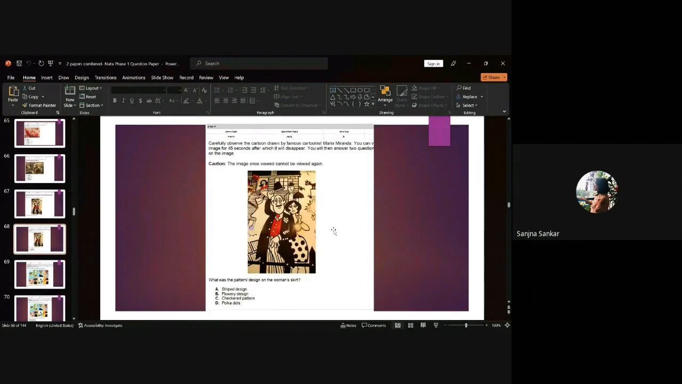The next question, what was the pattern, the design on the women's skirt? The options are a striped design, flowery design, checkered design, and polka dots. So the correct answer is option D, that's polka dots.